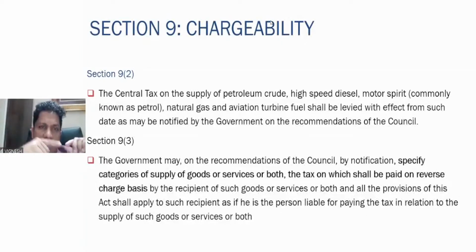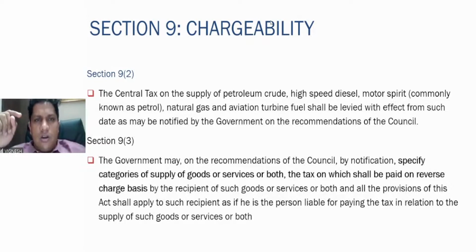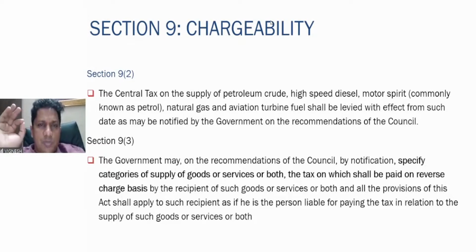So 9 subsection 1 talks about the tax levy on all the products or services other than alcoholic liquor for human consumption. 9 subsection 2 speaks about the 5 products on which GST will be applicable from a later date as notified by the council. 9 subsection 3, very, very important, speaks clearly about the categories of supply of goods or services or both, the tax on which shall be paid on reverse charge basis. Right? So 9 subsection 3 mentions the category of supply of goods or services, and a separate notification has been issued which clearly lists the goods or services which are subject to reverse charge mechanism.